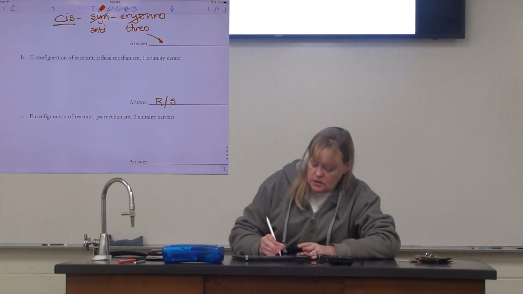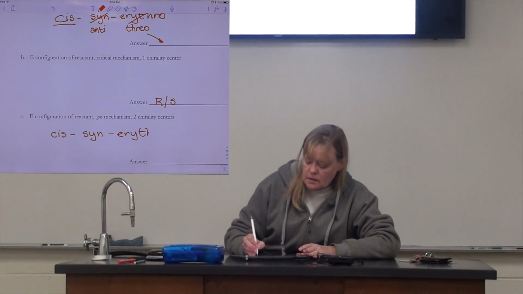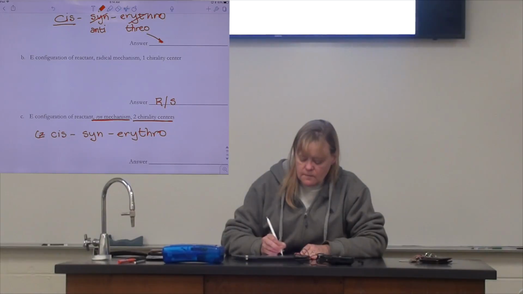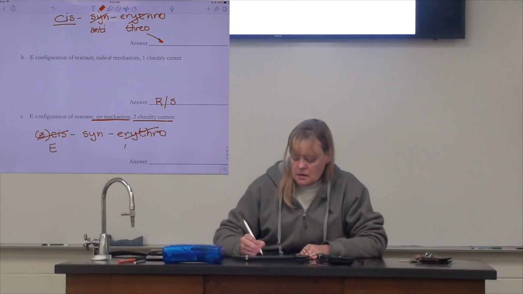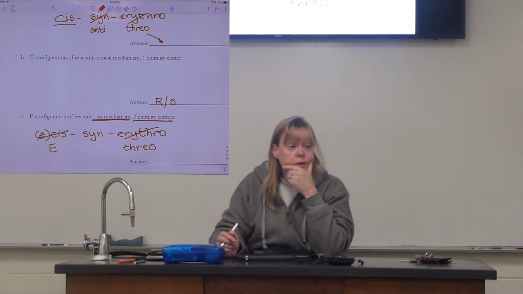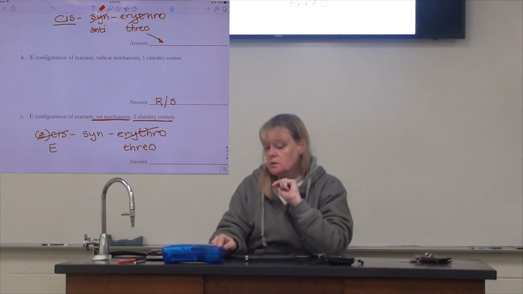And E configuration and two chirality centers. A syn mechanism and two chirality centers means that you're doing cis, syn, erythro. And because you're crossing out cis to write E, but you're leaving syn, then that means that erythro becomes 3O, since you're crossing out 2 or nothing. The first two are given to you, and so that tells you what you have to do.